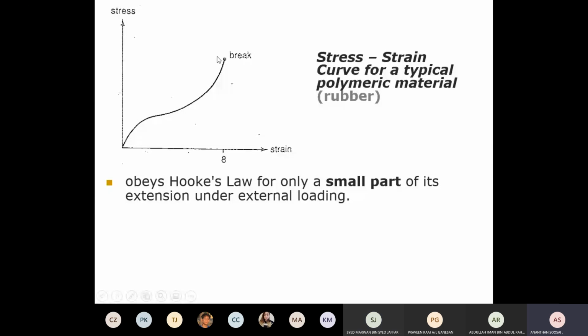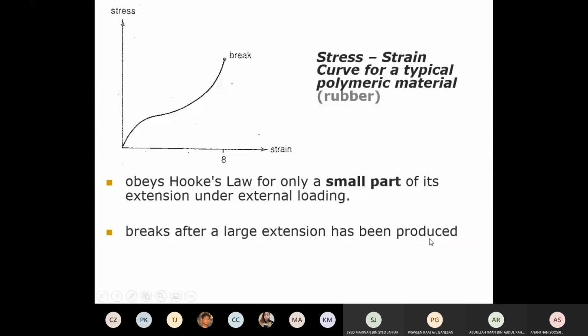But the entire region is elastic deformation, no plastic deformation. Okay. Breaks after large extension has been produced. So that is rubber. Rubber's special character is what? At a strain of 8, it only exhibits elastic deformation. No such thing as plastic deformation. Okay, and it has a large extension. Large strain means large extension.